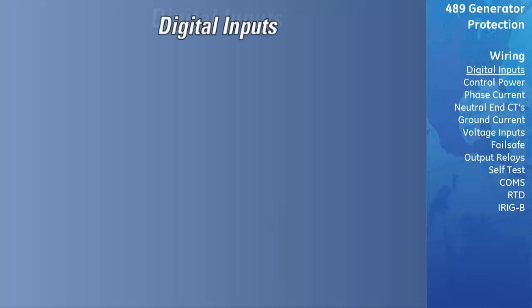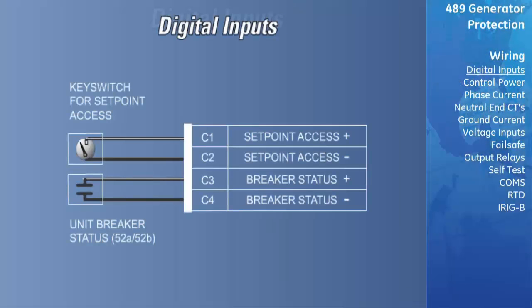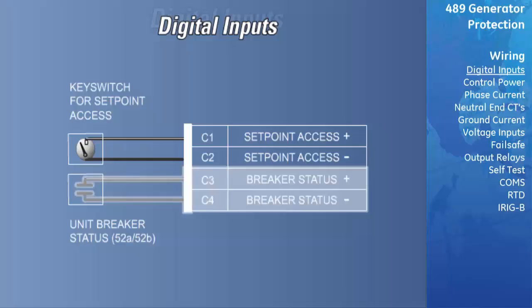Digital inputs. There are 9 digital inputs that are designed for dry contact connection to other devices. 2 of the 9 digital inputs have been pre-assigned as breaker status and access and have their own common terminals. The breaker status input may be configured for either a 52A or 52B auxiliary contact. This will let the relay know if the breaker is open or closed.